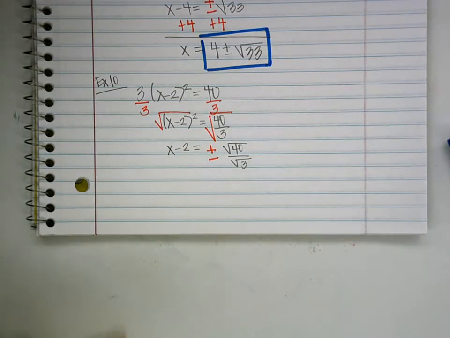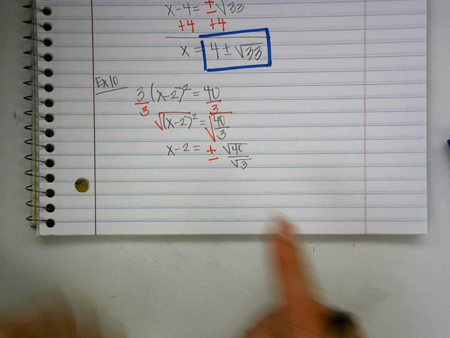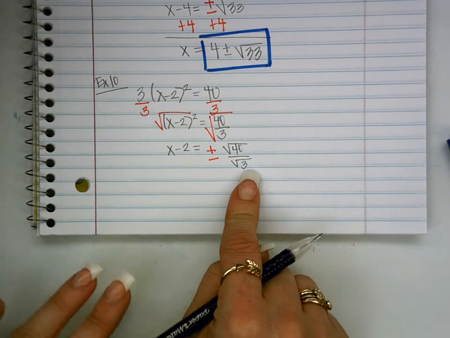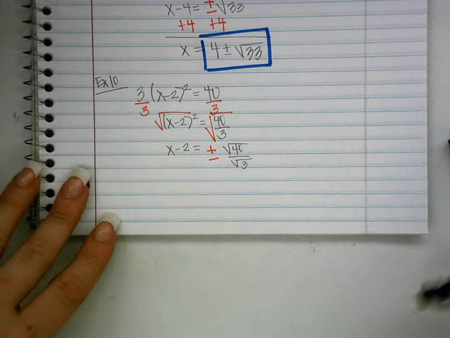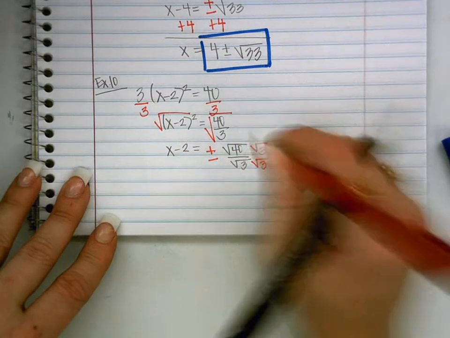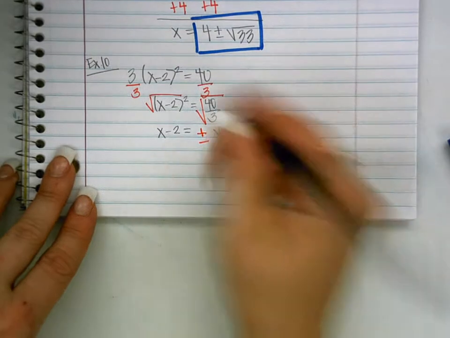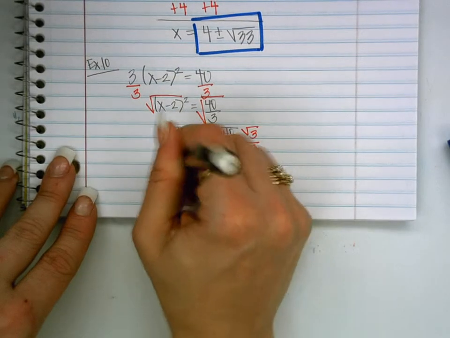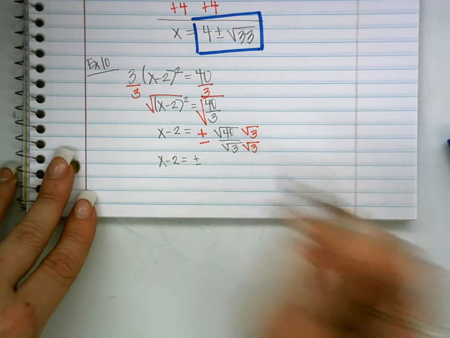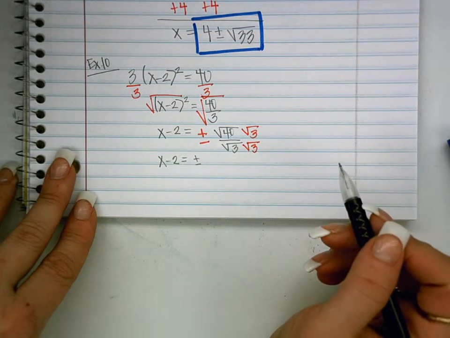Then what's wrong with this problem now? You can't have the radical in the denominator, so to rationalize that, you multiply by root 3 over root 3. I know this problem's kind of long. So we still have x minus 2 equals plus or minus. Can you take anything out of this one? The 40 and the 3?